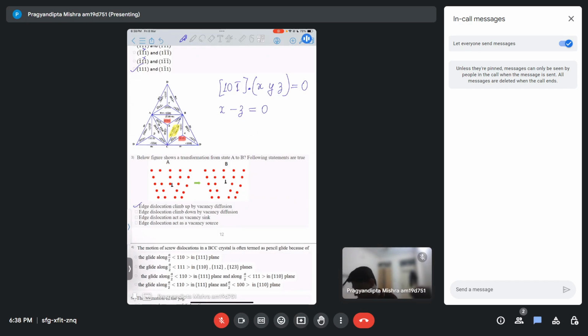And when climbing up happens, what happens? The second option is wrong. It is not climbing down. Edge dislocation acts as vacancy sink or vacancy source. It will act as vacancy sink, right? So the third option is correct.